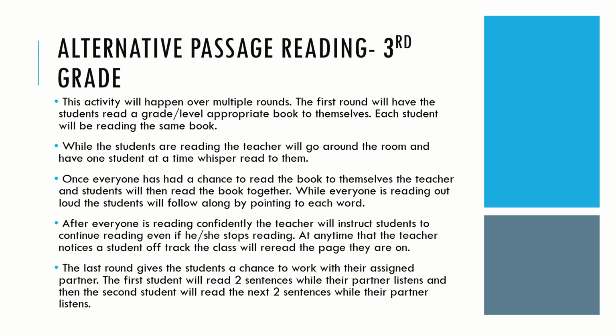Okay, the next video was alternative passage reading for 3rd grade. This activity happened over several rounds. The first round, you will have students read a grade or level appropriate book to themselves. Each student will be reading the same book, so one book for the whole class, but every student will get a copy. And while the students are reading, the teacher will go around the room and have one student at a time whisper read to them.